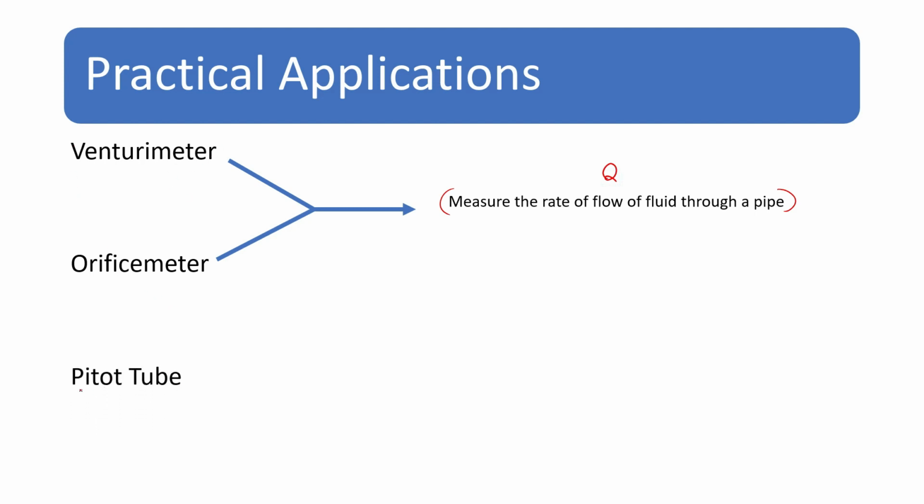And we have Pitot tube. Pitot tube also uses the Bernoulli's equation to find the velocity of the fluid flow in a pipe. So these devices make use of the principle of Bernoulli's equation to calculate the discharge and also to find the velocity of flow in a pipe.